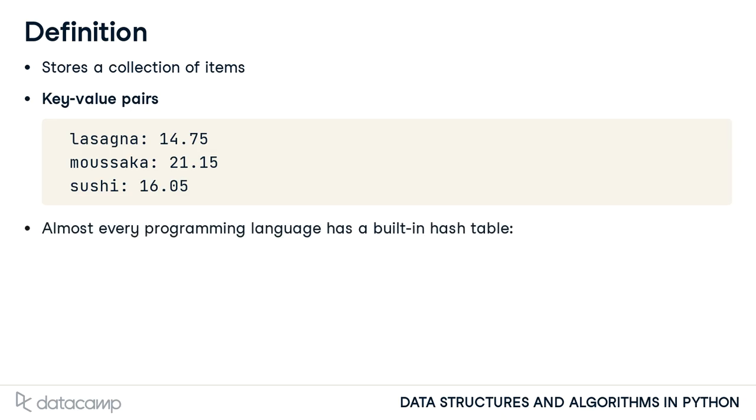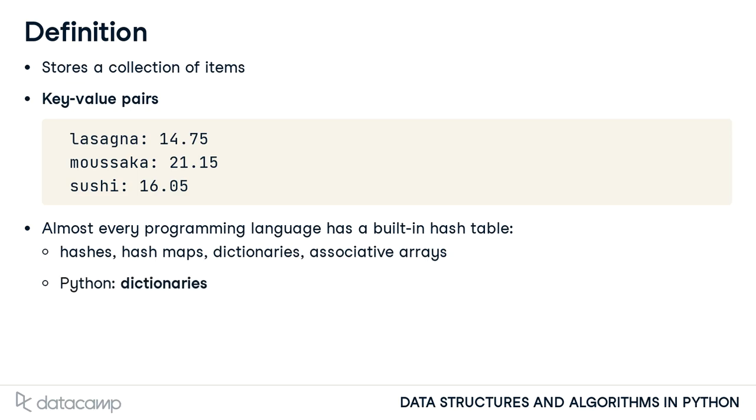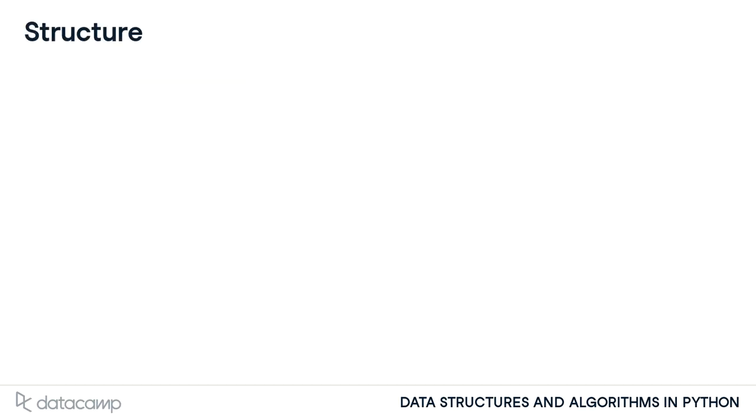Almost every programming language has a built-in hash table known as hashes, hash maps, dictionaries, or associative arrays. In Python, hash tables are implemented with dictionaries. Let's study hash tables behind the scenes.